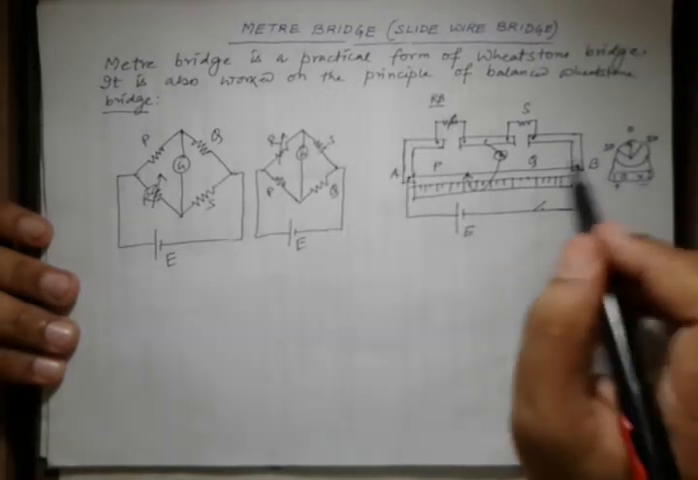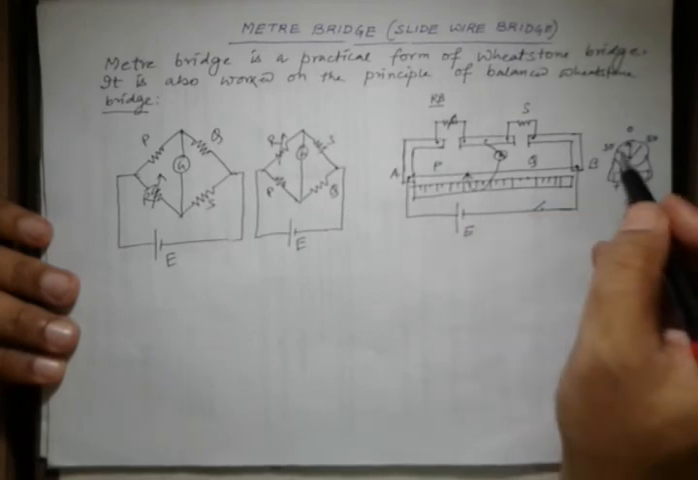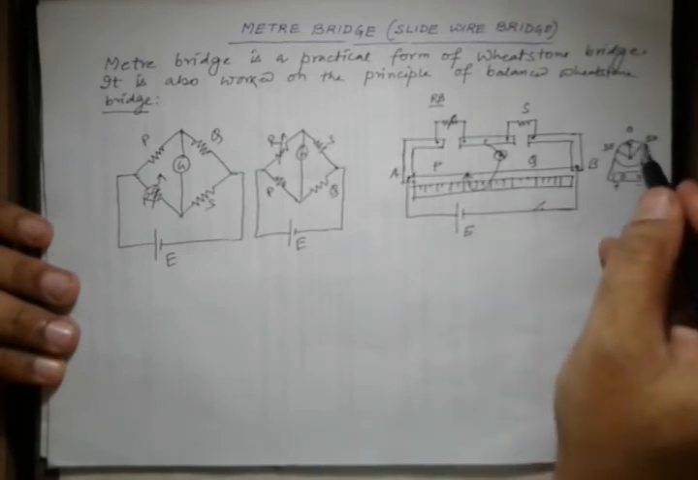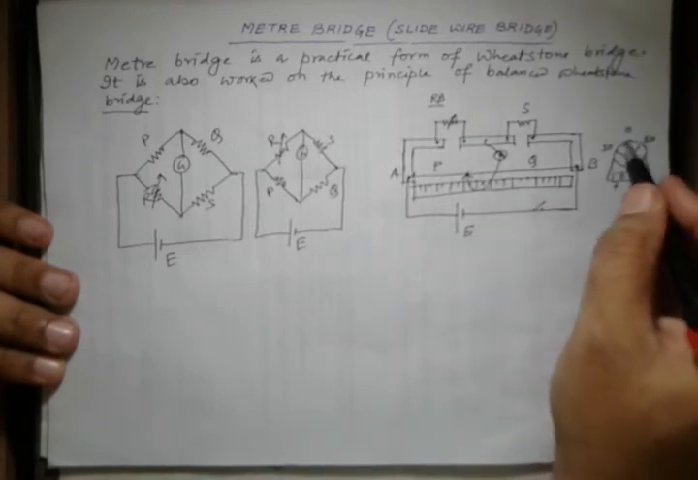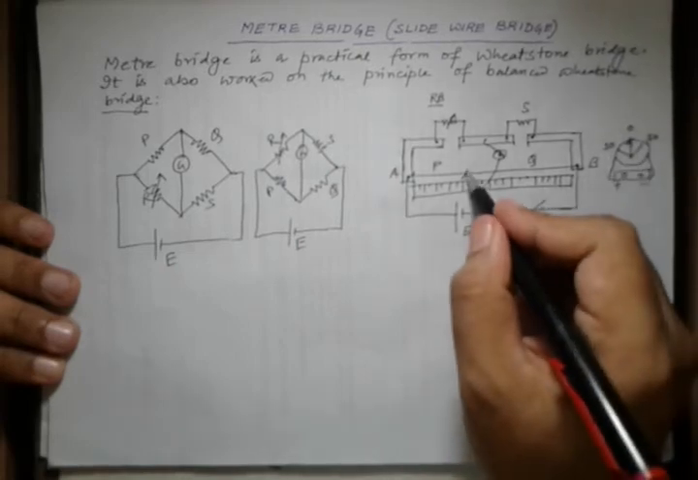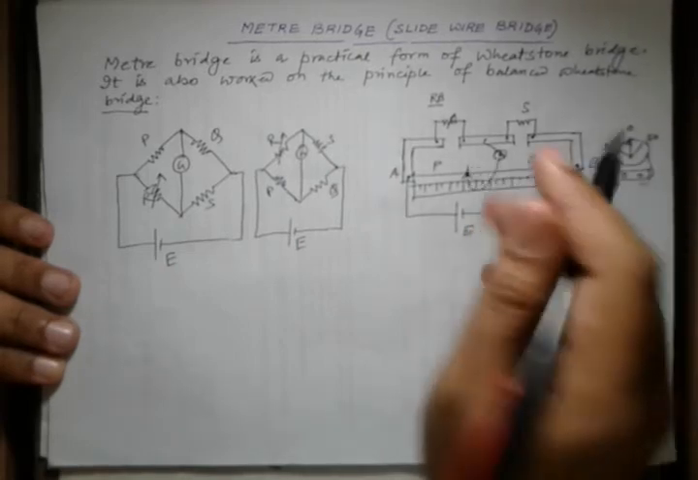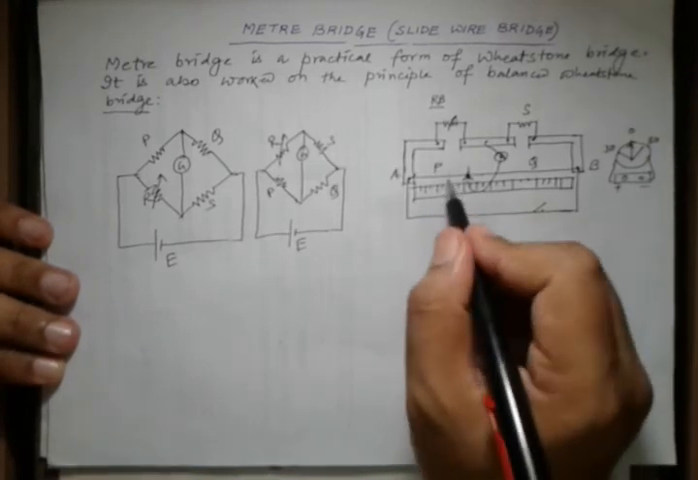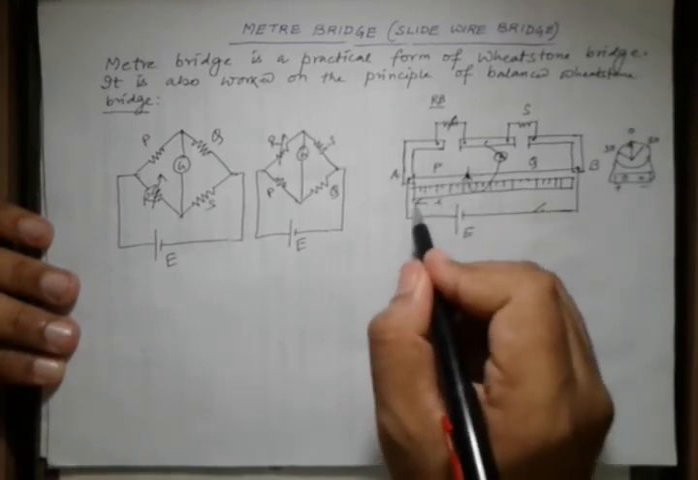Now at a particular point, we'll find that the needle comes to 0, and if we go beyond this, the needle will go to that side. We have to fix it at the 0 position. We'll find this point, mark it, and then find out this length. Suppose this length is L.